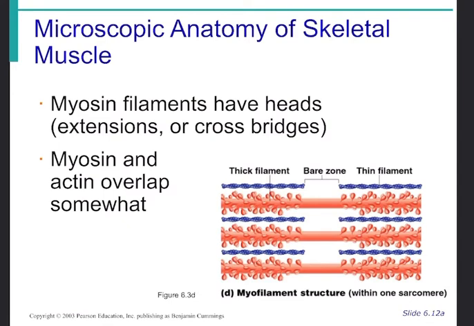Now we have the myosin filaments. They have heads, extensions, or bridges, as you can kind of see in that picture below. And then myosin and actin overlap somewhat. So you can see how the thick and thin filaments are. And remember, the thick ones were the myosin and the thin ones were the actin. And you can see in the picture how they overlap in a way.